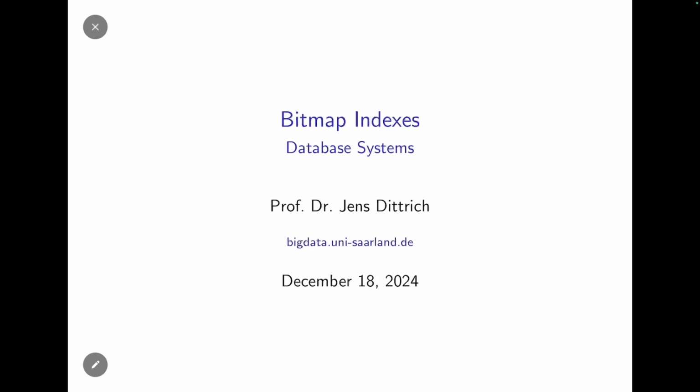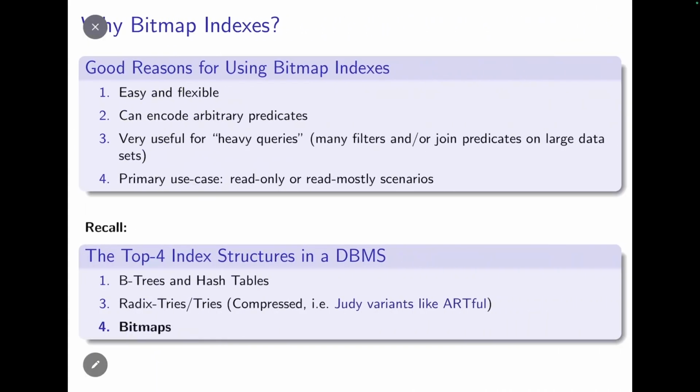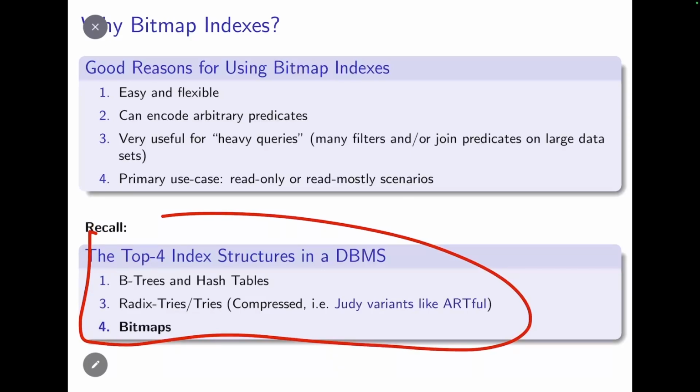Okay, so the second part today is about bitmap indexes. And I mentioned that already. We had this top 4 list of index structures, and that's kind of on the fourth place in a way. So B trees and hash tables being the most important, and we have radix trees and tries getting more important in the context of main memory database systems. We will look at that this Friday. We look at radix trees and tries this Friday. But today we look at bitmaps.